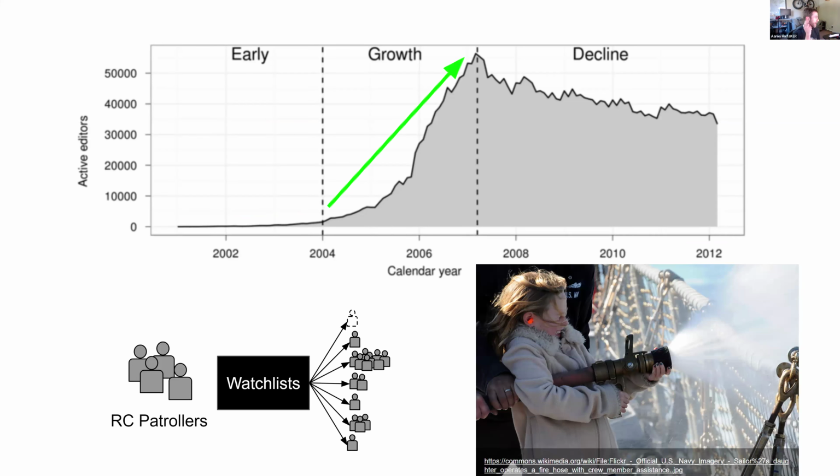We're looking at the number of active editors in Wikipedia over time, so you can see this growth period between 2004 and 2007, where Wikipedia became a fire hose. It's still a fire hose during this decline period. I just want you to know, spoiler, the decline flattened out. It's not declining to zero. We can get into that later if you want to. So of course the RC patrollers said, turn it off.